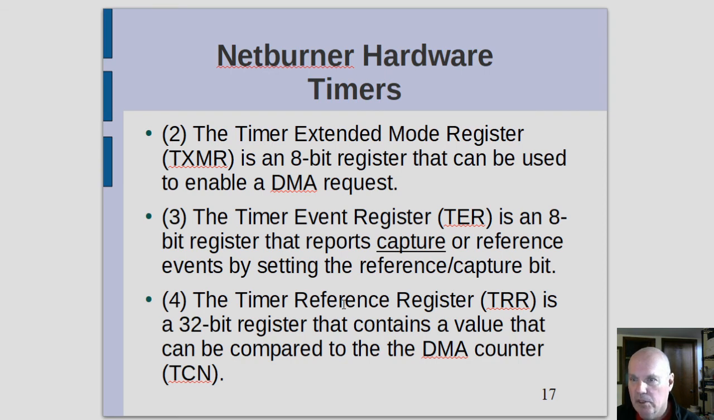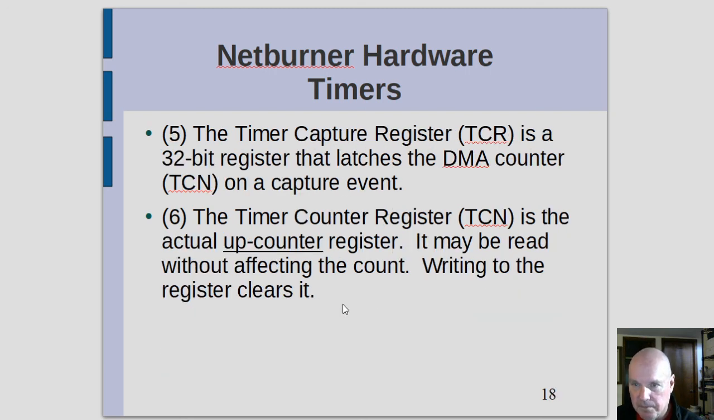There's a timer extended mode register that can be used to enable a DMA request, and an event register that reports capture or reference events. And then a reference register is the one that contains a value that can be compared to the DMA counter. So we set that to a particular value, and when the DMA counter reaches that reference value, an interrupt occurs.